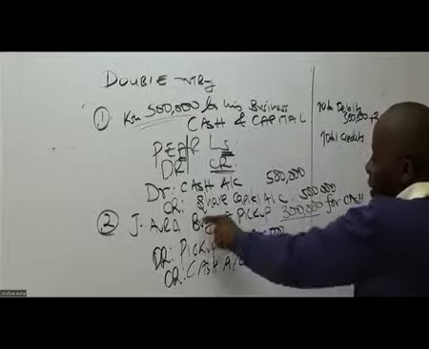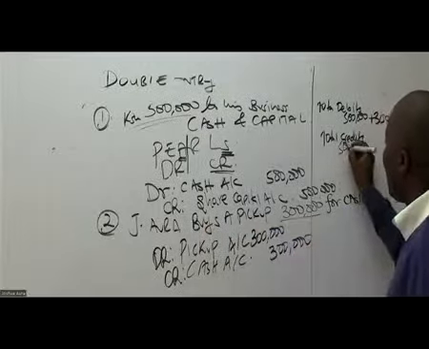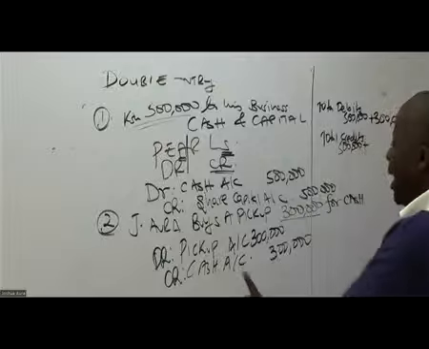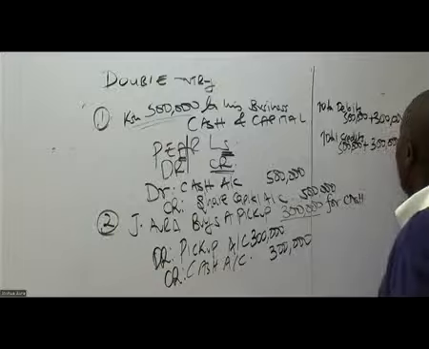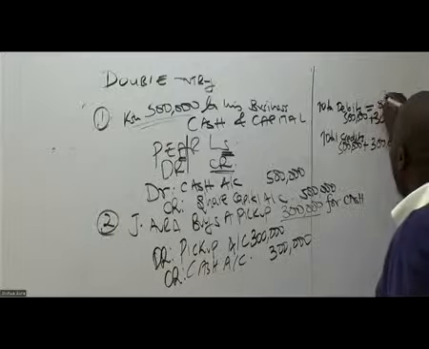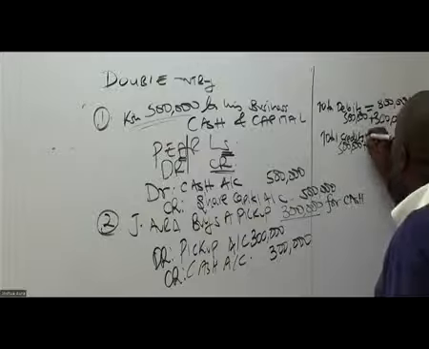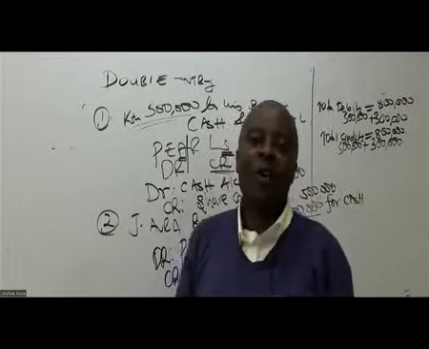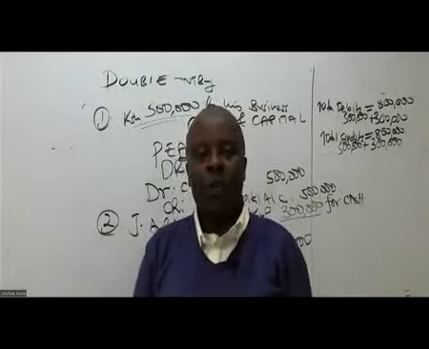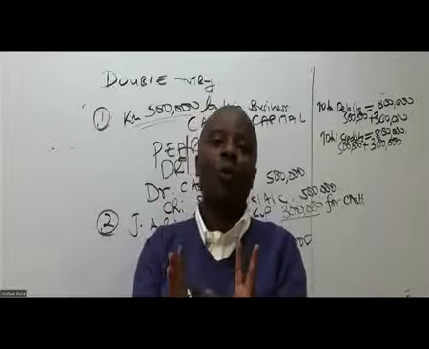So credits, I can see share capital credit 500,000, and then I can see another credit of 300,000. So this in total will give me 800,000. These as well will give me what here? 800,000.